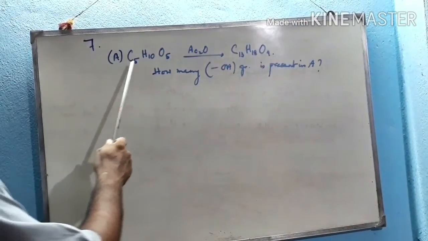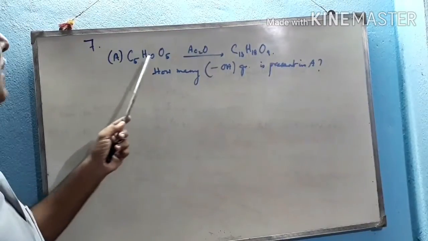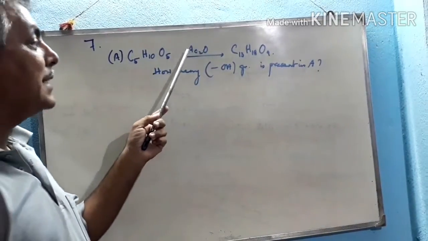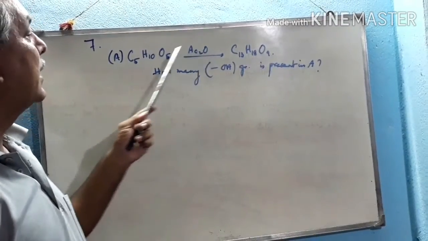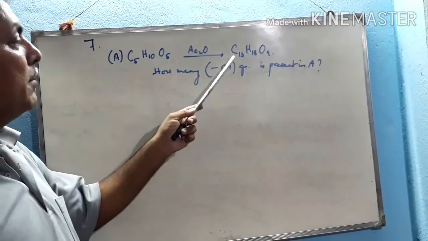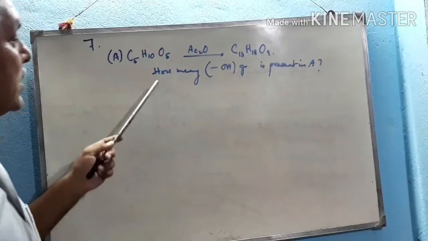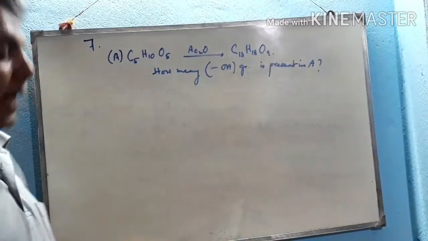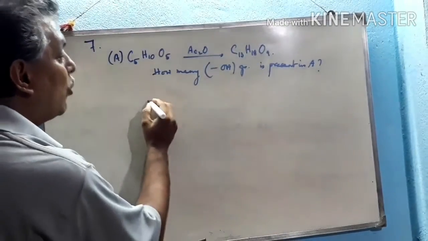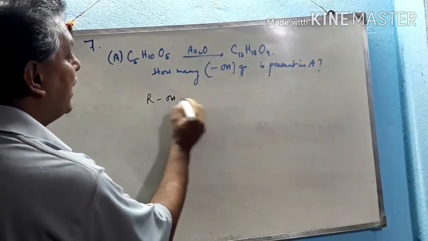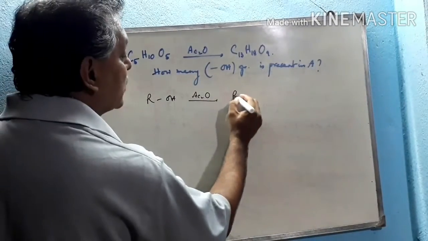Compound A, C5H10O5. This is the general molecular formula of compound A, which when treated with acetic anhydride, (CH3CO)2O, produces a compound having molecular formula C13H18O9. Now the question is, how many OH groups are present in A? We know that this is an alcohol.